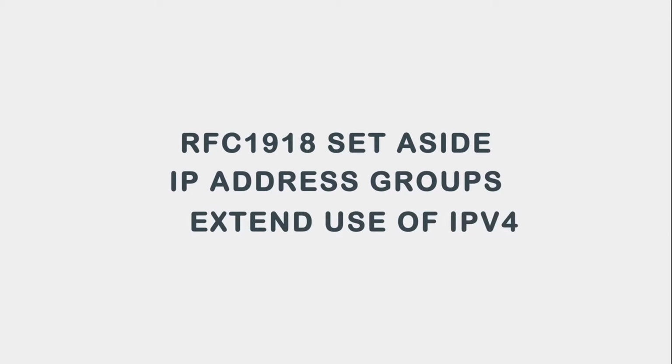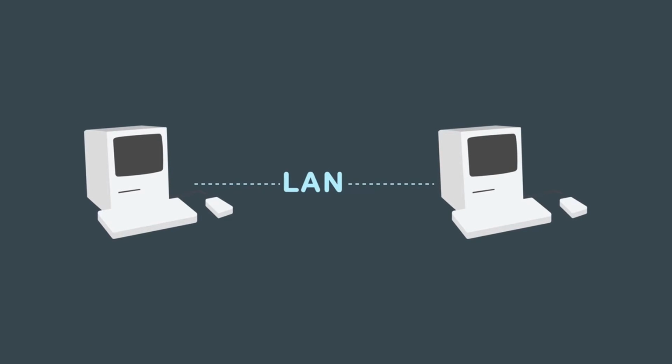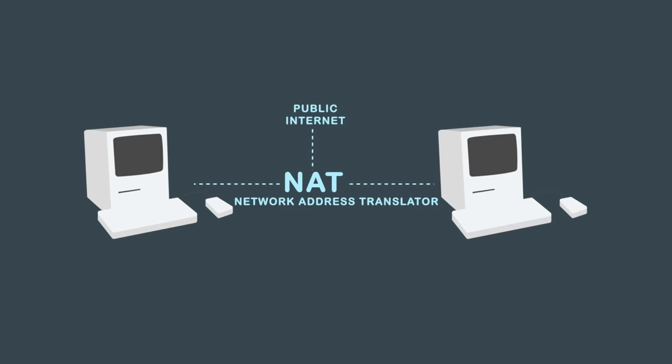RFC 1918 set aside certain IP address groups to extend the use of IPv4. Computers that use these IP addresses can communicate via a LAN, but cannot be transmitted through the public internet. So if a private network needs to be connected to the internet, it must use a network address translator, or NAT gateway, or a proxy server.